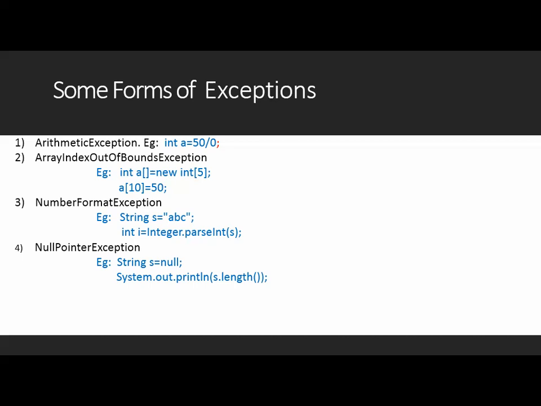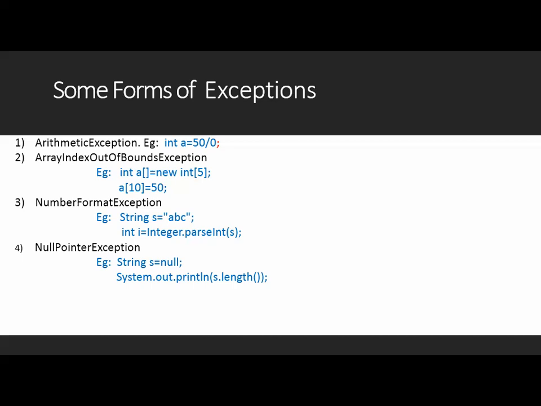The third one is NumberFormatException. If a variable or number is formatted with a mismatch, it may result in a NumberFormatException. In the code, the string variable s has the characters abc. In the next line, converting this variable s into a digit will cause a NumberFormatException.